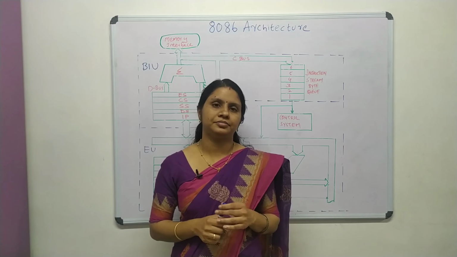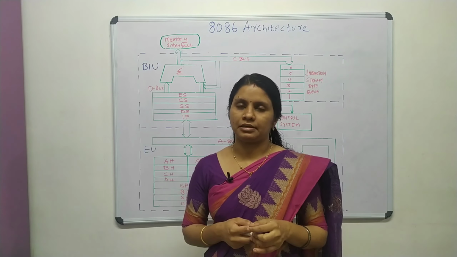Look here, in this architecture of 8086, it is divided into two units. First is the bus interface unit, that is BIU, and second is the execution unit, that is EU. So why is this architecture divided into two units? Because of pipelining. You might have heard about pipelining. This 8086 implements the pipelining technique.